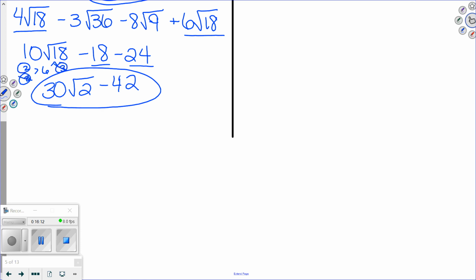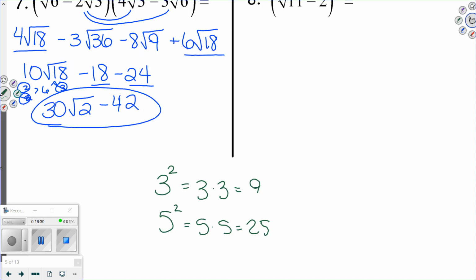All right, before we get to the next problem, let me ask you a question. What is 3 squared? Why is that 9? Because that means 3 times 3, which gave you 9. Okay, what's 5 squared? Why? Okay, so what is the square telling you to do? Multiply by itself. Okay, keep that thought in mind. Look at the next problem.